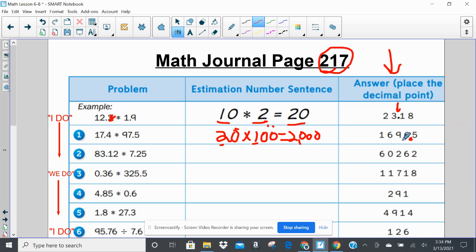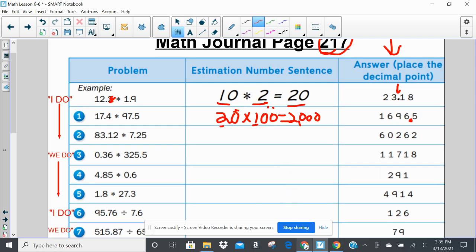It doesn't make sense for me to put it anywhere else. Between the 9 and the 6, no, because that's 169. That's not close to 2,000. So that's what we're doing today. Okay? Let's take a look at the next one.